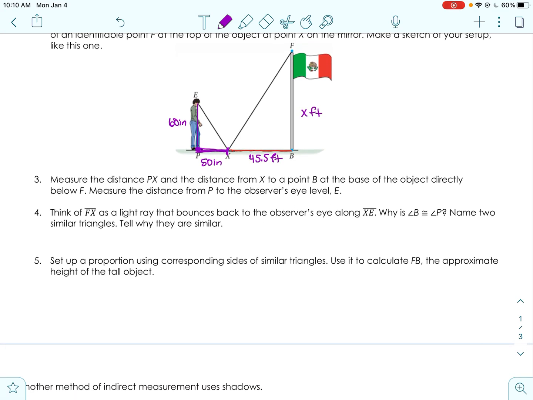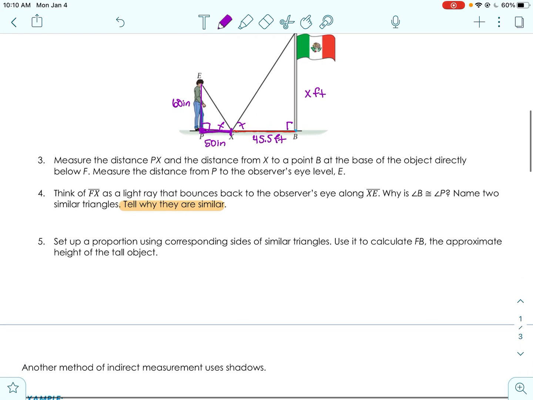Now, first of all, let's talk about why these two triangles are similar. How do we know that? We know these two triangles are similar because the angle between the flagpole and the ground and the person's body and the ground is both 90 degrees. And we know that the incoming angle of the line of sight is equal to the outgoing angle, where they can see the top of the flagpole in that mirror. So we have an angle condition where we know that these two triangles are similar.